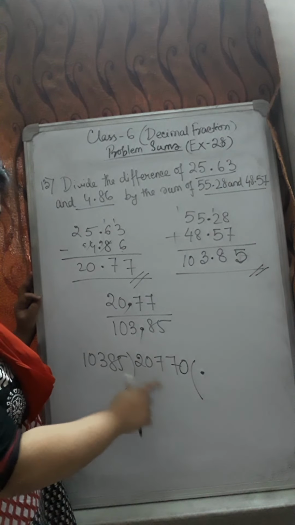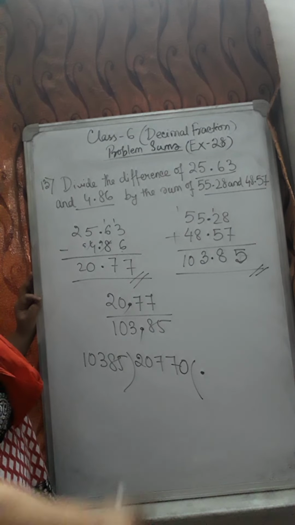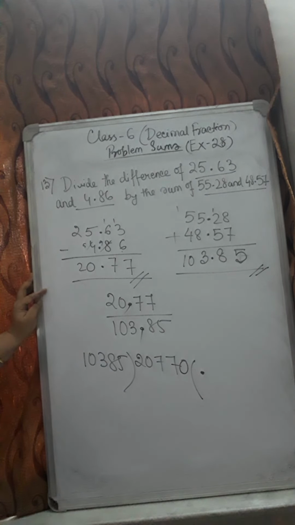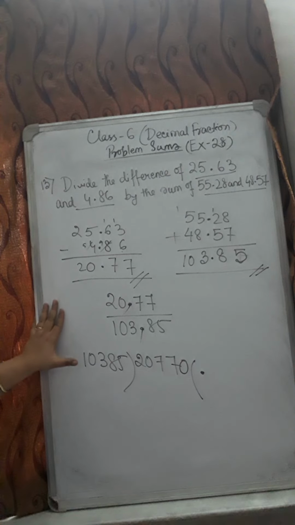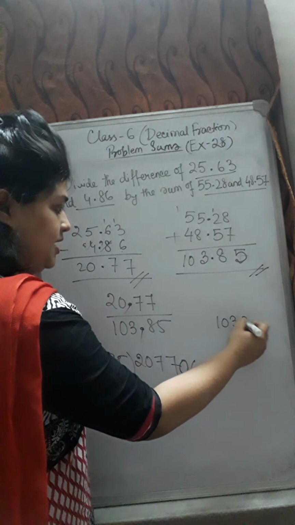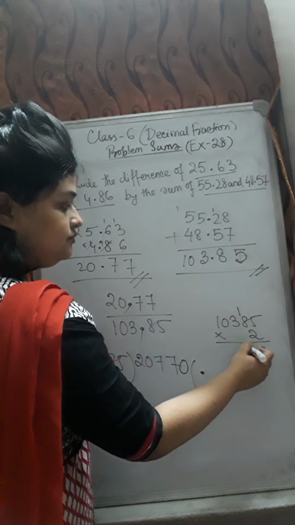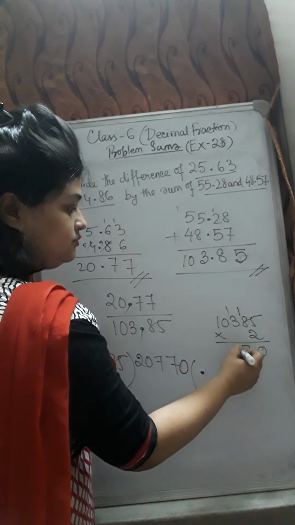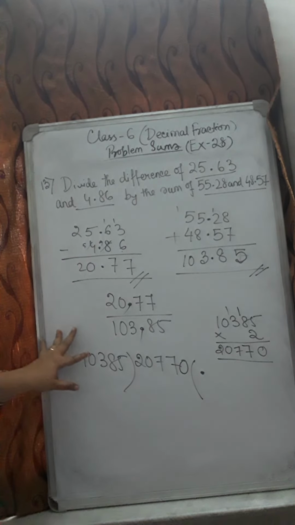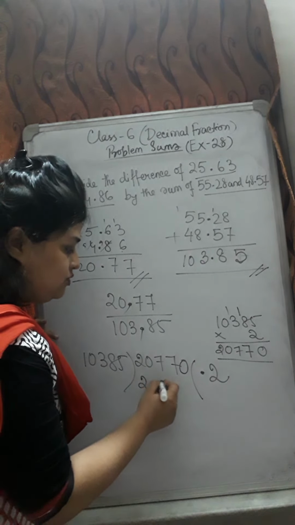Now after converting, both become 5-digit numbers, and 20770 is greater than 10385. Now 10385 into 1 will give me the same number back. So we will try out with 2. 10385 into 2 gives how much? See, you are getting the number back. So 10385 into 2, if you do, it can give you this number.